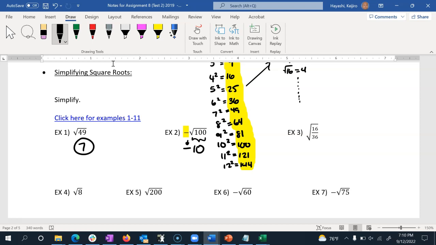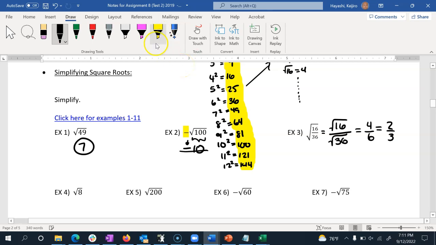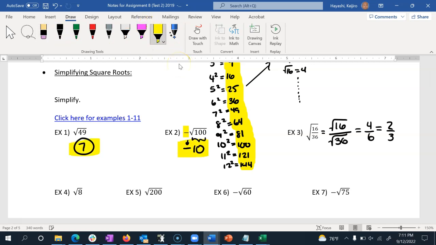Now the square root of 16/36. The way that square roots work, you can actually distribute them over the two parts of a fraction. This is going to be the same as the square root of 16 over the square root of 36. So what is the square root of 16 and the square root of 36? 4 and 6. So this is going to be 4 over 6. Could you simplify? Into 2/3. Okay, and so yes, you would.